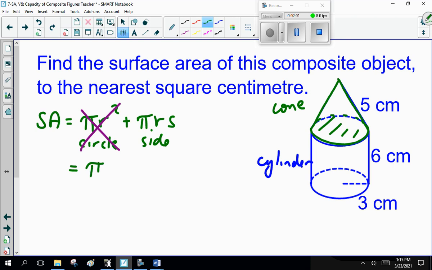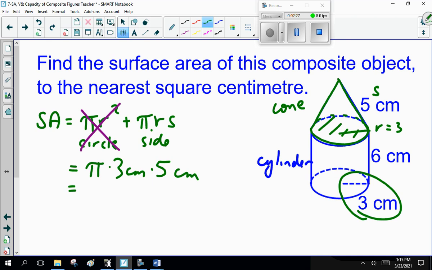So, pi times the radius. There's the radius there, 3 centimeters. Pi times 3 centimeters times the side height, s. Now, was I nice and gave you the side height, or was I cruel and gave you the height, and you had to figure out the side height? Well, this time I was nice, I gave you the side height.